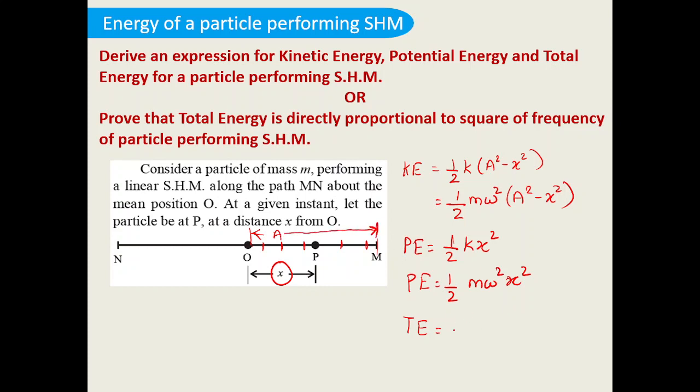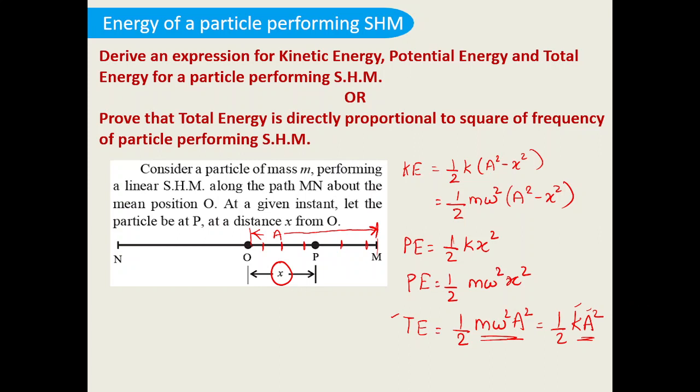Now the total energy is given by half m omega square a square, or you can say it is equal to half k a square. Here there are no variable terms present. This k is constant, and the amplitude is also constant. That means total energy is constant. It does not depend on position, so it does not change.